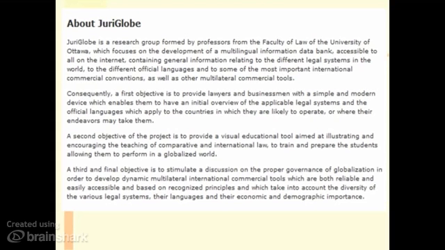One of those tools is JuraGlobe, put out by the University of Ottawa. It provides simple graphic depictions of legal systems throughout the world for legal and business purposes, and is easy to use and pretty accurate. So it's a nice tool to have, and we'll talk about that in the next slides.